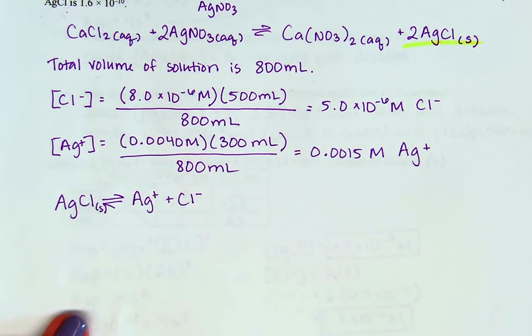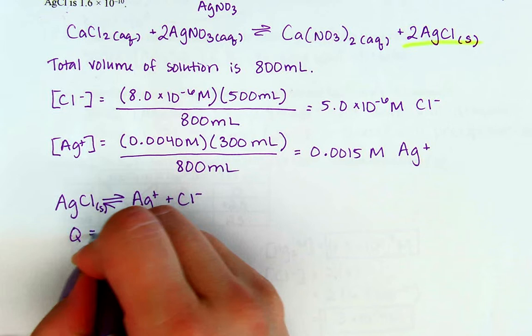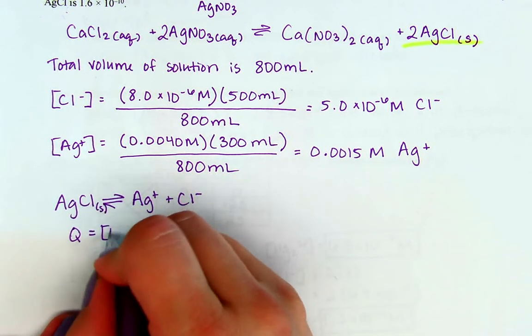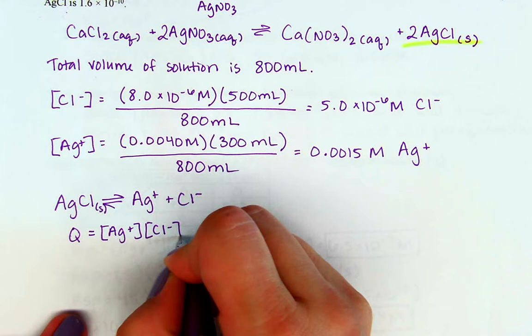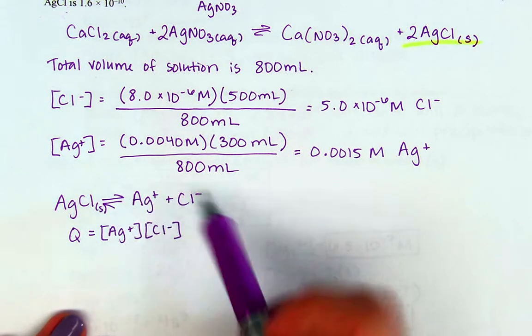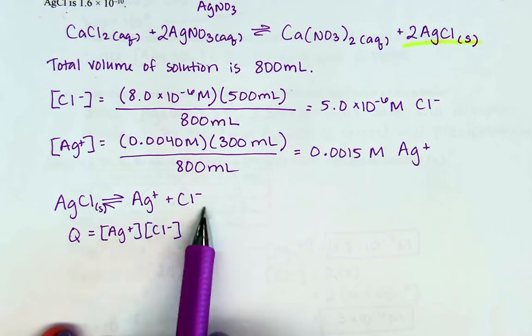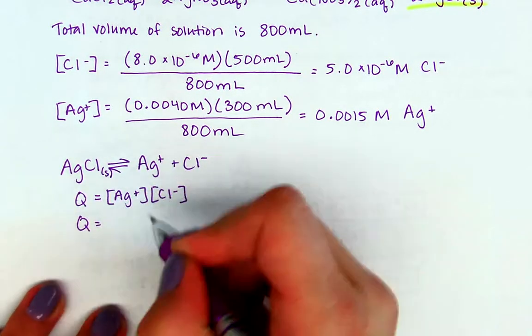To get Q, we do Q the exact same way that we do K to compare our ratios. So we take our Q, set that equal to the concentration of silver times the concentration of chloride, and we don't count AgCl. That's our reactant, we don't care about it. All we care about is our product, the ions that are going to be able to be formed in solution. So let's see what our Q is.